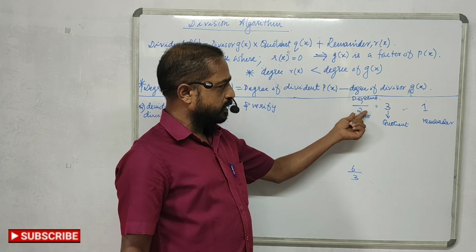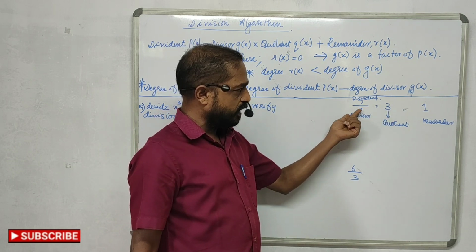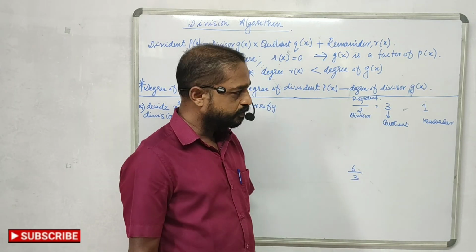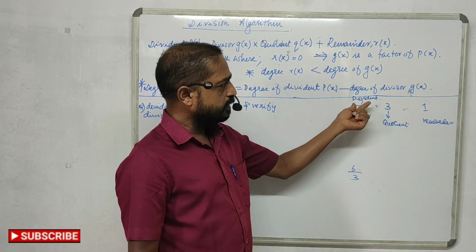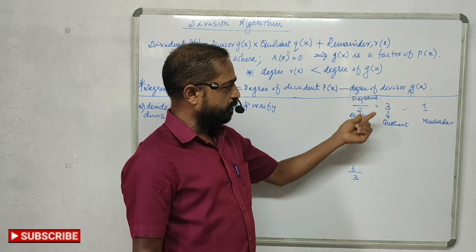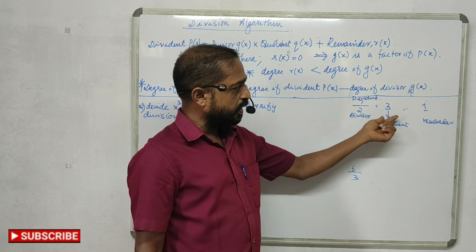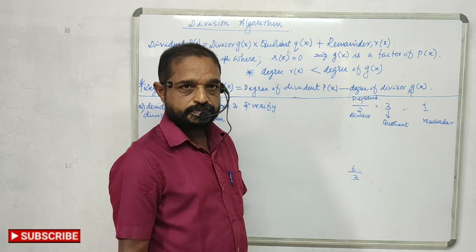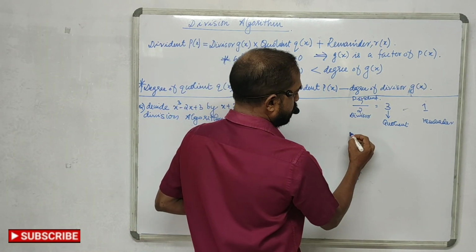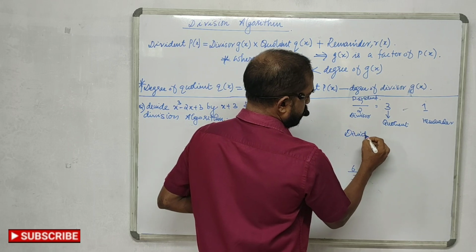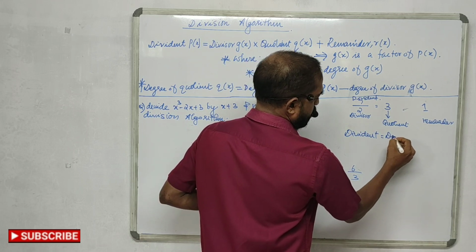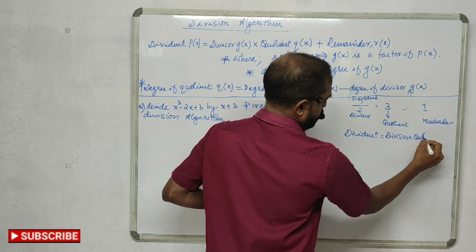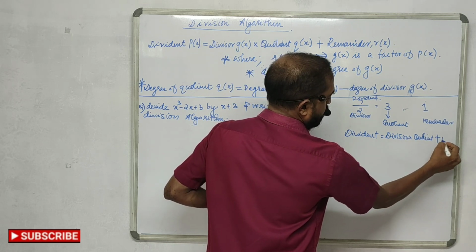Suppose we are dividing 7 by 2, then we know that 3 2s are 6. 6 plus 1 is 7, so 1 is the remainder. So we know that what is dividend? Dividend will be equal to divisor into quotient plus remainder. It is very simple. Dividend is equal to divisor into quotient plus remainder.